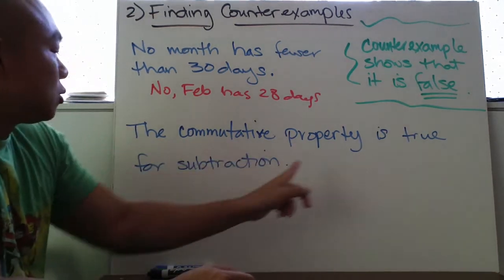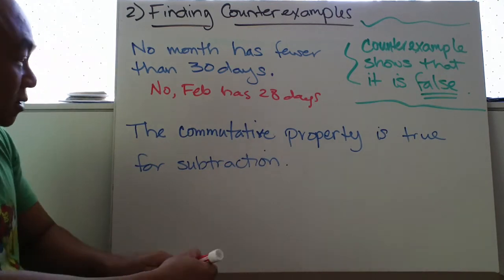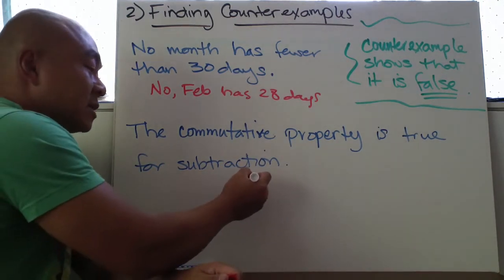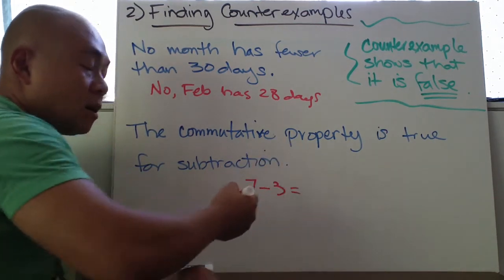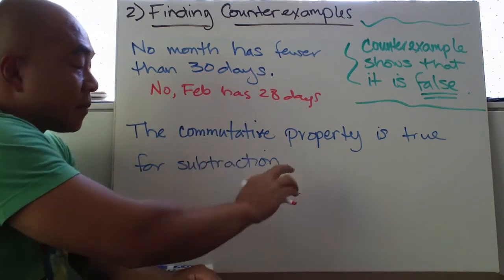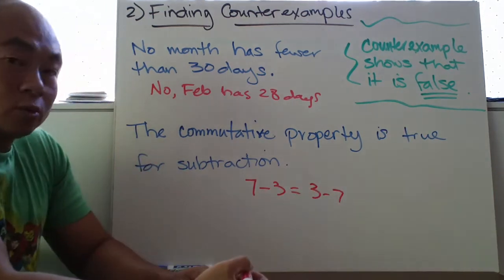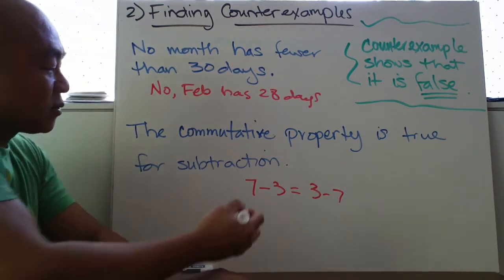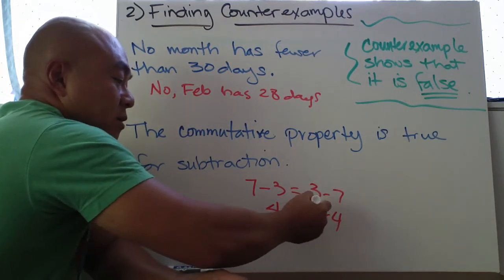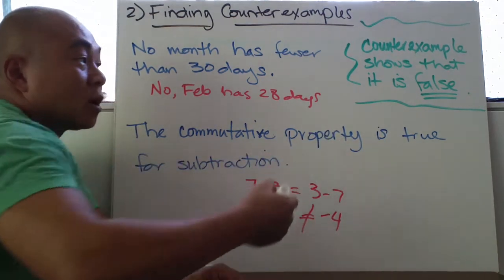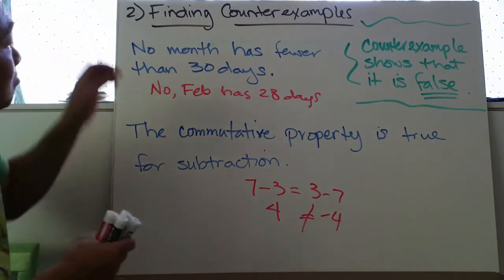The commutative property is true for subtraction. What this basically means is, if we took something like 7, and since we're talking about subtraction, minus 3, they're telling you that if you were to take the commutative property, which means it's switched, is that true? Well, 7 minus 3 is going to give us 4. 3 minus 7 is going to give us negative 4, which means they are not equal. That is your counterexample. Okay? Maybe it's not that hard.